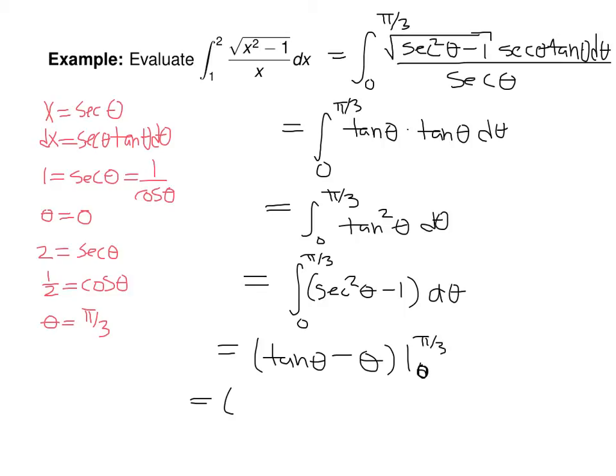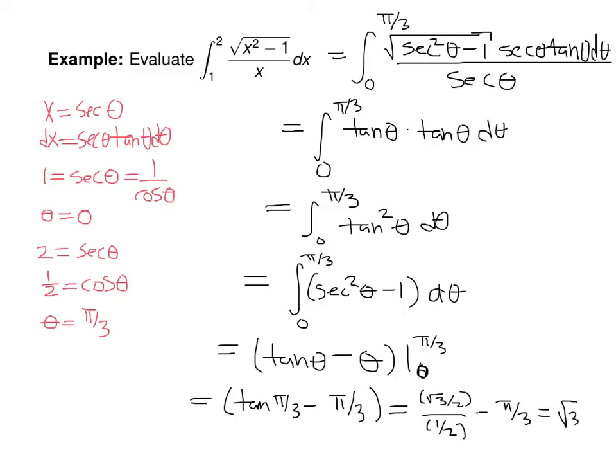Alright, so we'll have tangent pi thirds minus pi thirds. Tangent of 0 is 0, and so plugging in 0 yields 0. Now tangent of pi thirds is sine pi thirds over cosine pi thirds, so root 3 over 2 divided by 1/2. And root 3 over 2 divided by 1/2 will just be root 3, so our final answer is root 3 minus pi over 3.